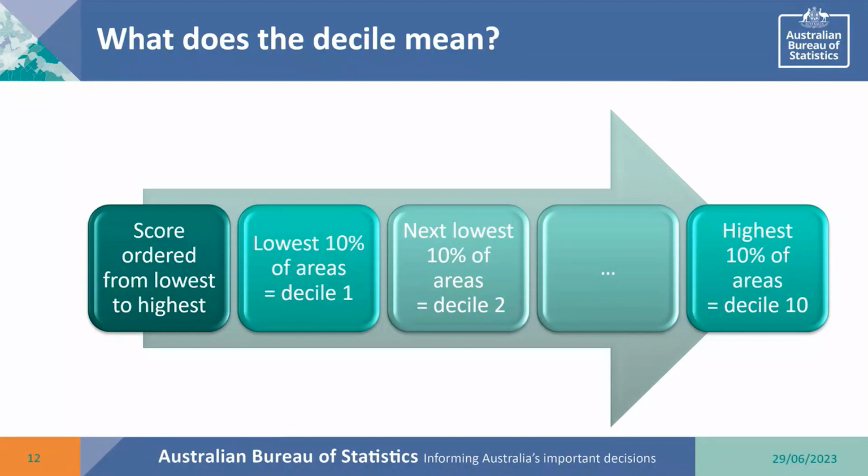Percentiles are similar to deciles, except we divide the areas into 100 equal size groups instead. And likewise, quintiles are similar, but in that case, we're dividing them into 5 equal size groups. It's the same deal for state and territory specific deciles and percentiles. The starting point would just be the areas that are within each of those states or territories, and then we'd follow the same steps.